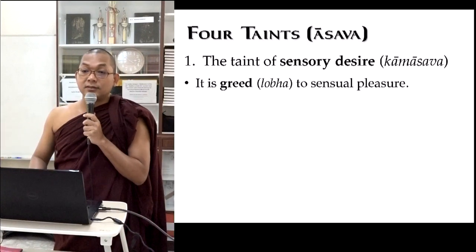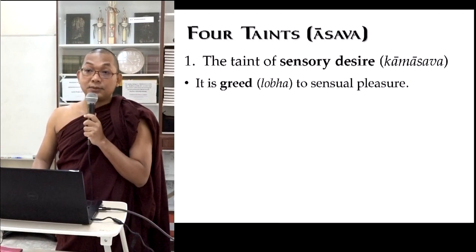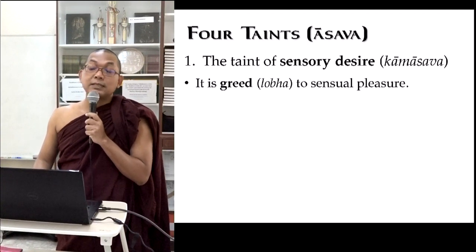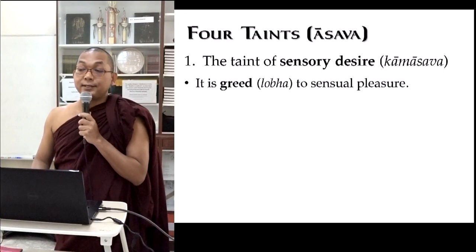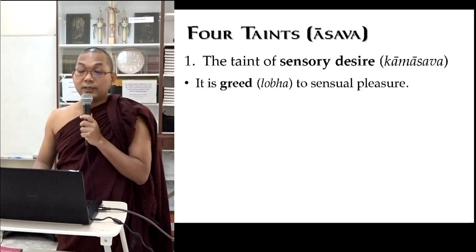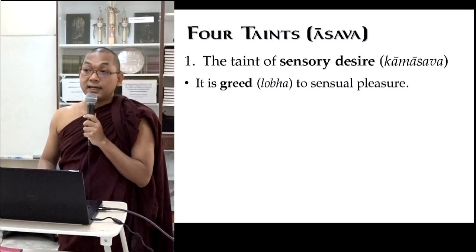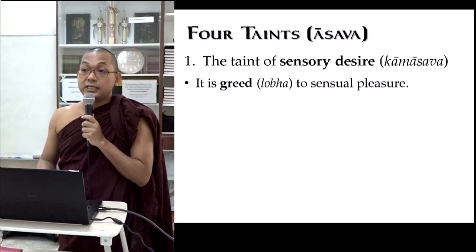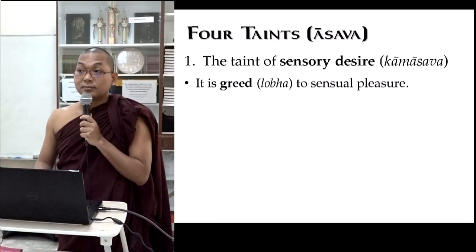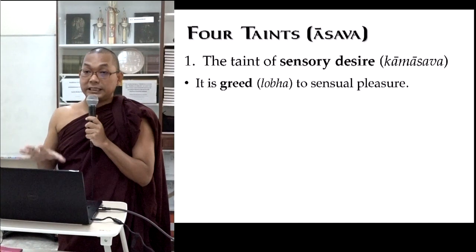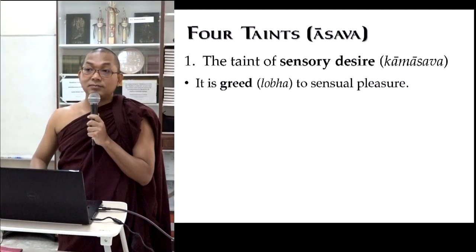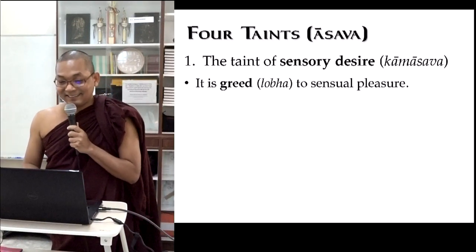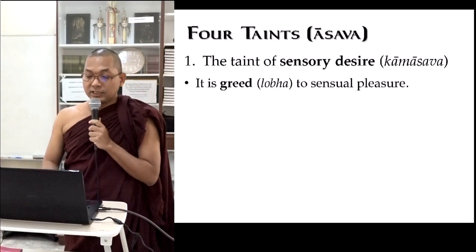There are different levels of sensory desires. If you desire unwholesome things, that's not good. But sometimes you have a desire to enjoy your properties, your possessions. It is also sensory desire, but it will not prevent you from going to a good destination. But when you look at it from the perspective of the path, with sensory desire you cannot attain jhana, magga and phala, far away. So it is a greed for sensual pleasures.